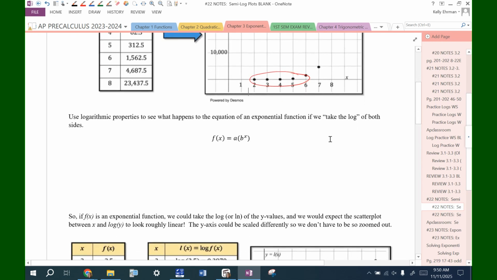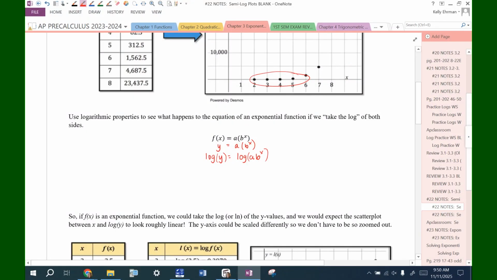So we're going to use log properties to see what happens to a generic exponential equation if we start taking the log of both sides. So that means just like I can square root both sides, I can log both sides, but I want to change f of x to y just to make the work a little bit easier to show. All right. So if I log both sides, and I could ln both sides if I wanted as well, that would be the log of y equals the log of a times b to the x.